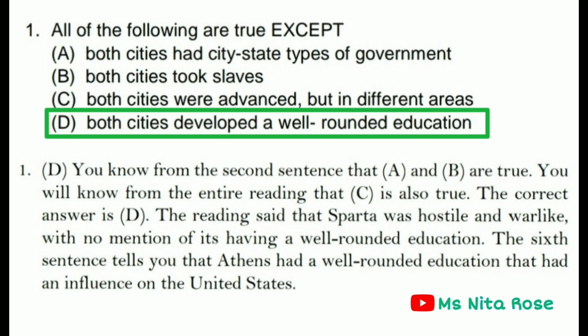The reading said that Sparta was hostile and warlike, with no mention of its having a well-rounded education. The sixth sentence tells you that Athens had a well-rounded education that had an influence on the United States.